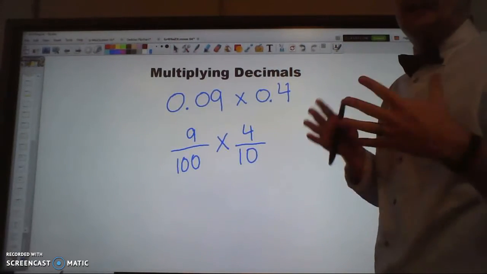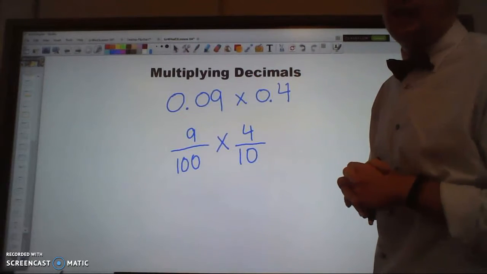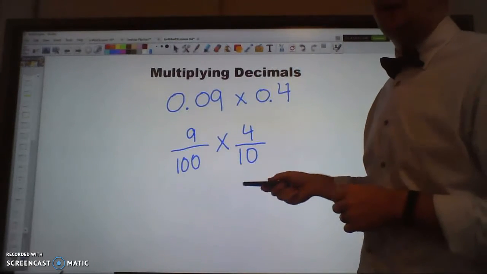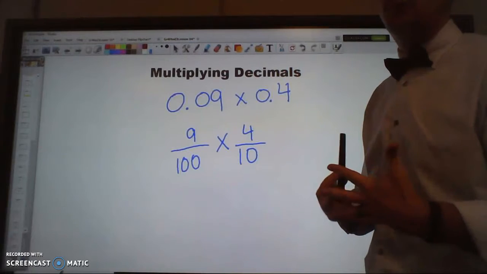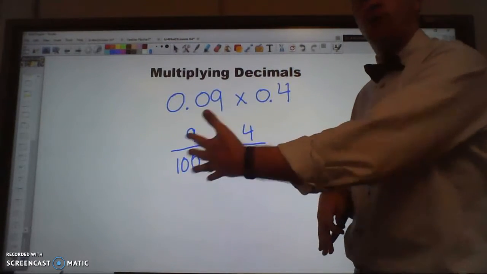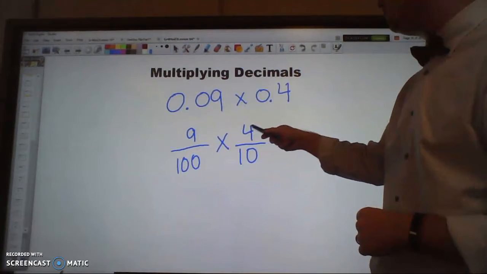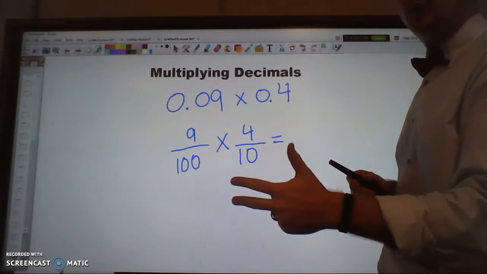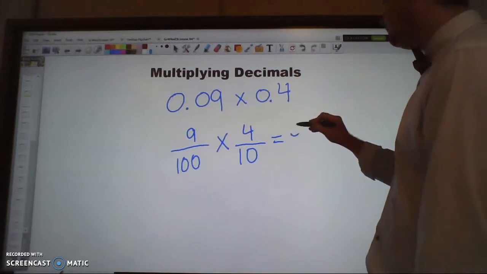Now, last year in 4th grade, when you were adding and subtracting fractions, you had to make them have a common denominator. Well, what's awesome about multiplying decimals is you don't have to worry about that. You just get to multiply straight across. So you're going to do 9 times 4. 9 times 4, 9, 18, 27, 36, just like last time.